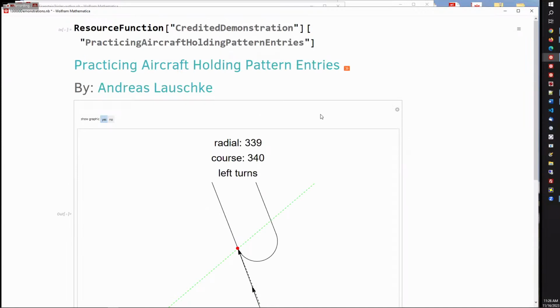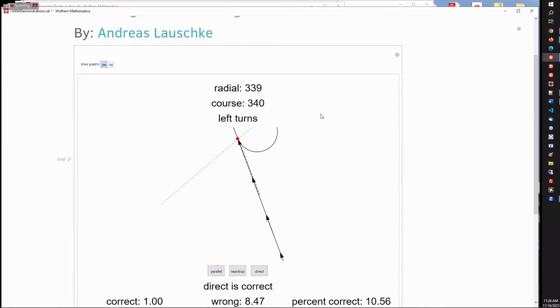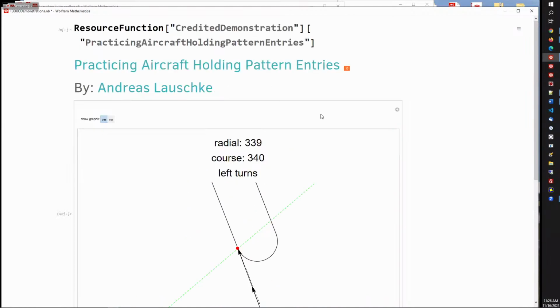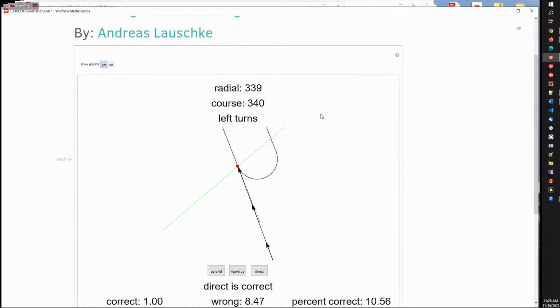We don't just have geometry, although this does turn into geometry. If you have an aircraft that needs to go into a holding pattern, one thing that pilots and air traffic controllers need to learn is how you're supposed to handle the holding pattern. And there's three different types. You can do a parallel approach, a teardrop approach, or a direct approach for the holding pattern.